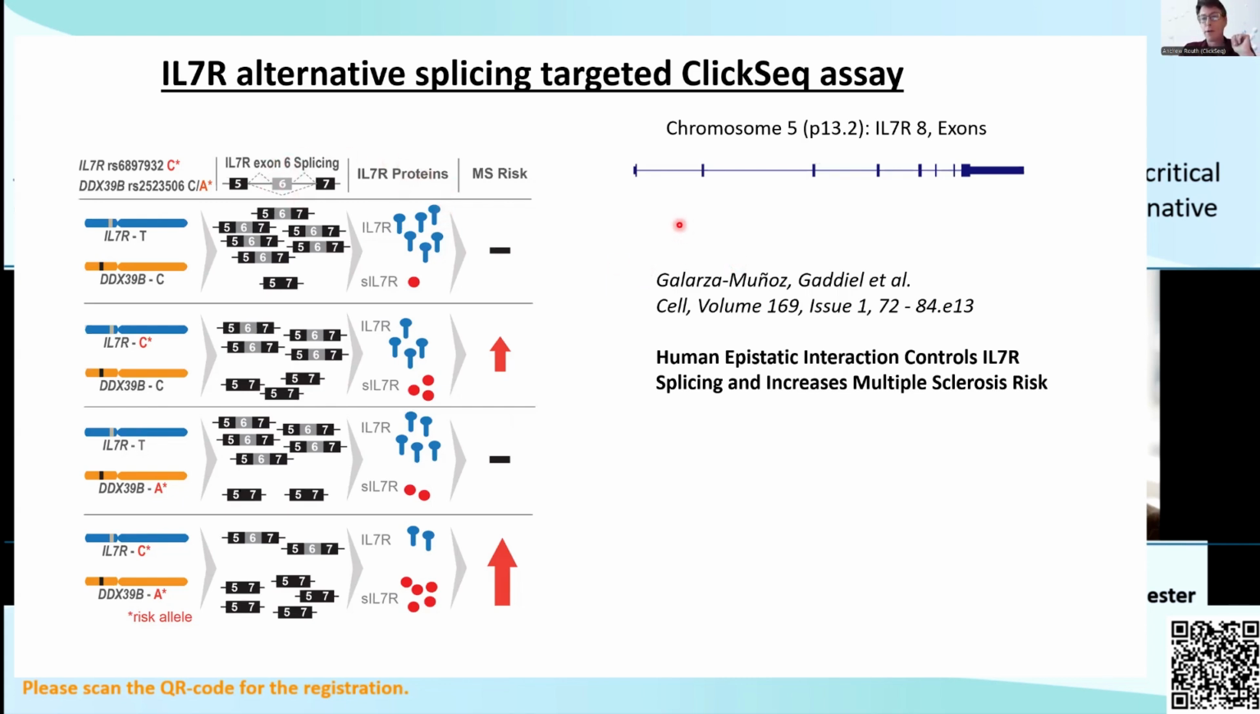And work by Mariana Garcia Blanco at UTMB and now University of Virginia, they have shown that this is actually correlated as a multiple sclerosis risk factor. And so if you have point mutations in IL-7R as well as an epistatic DDX39B, that can actually be prognostic in your chances of developing multiple sclerosis and the risk of MS over time.